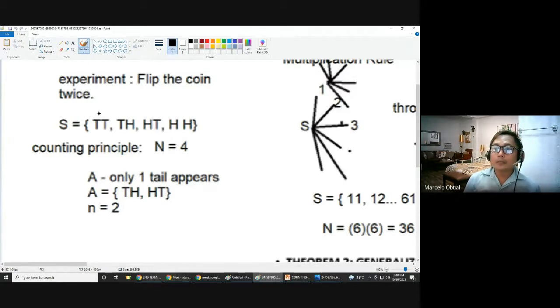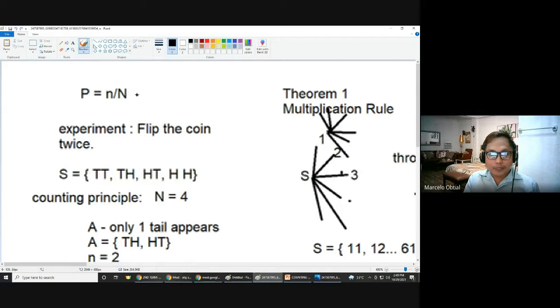Now, under counting principle, we're just merely counting. Kina-count lang natin yung elements sa loob ng netong parentheses. So let's count. 1, 2, 3, 4. So it means to say, capital N is equal to 4. Ibig sabihin, ito yung nasa ibaba, yung total possible outcome sa ibaba.